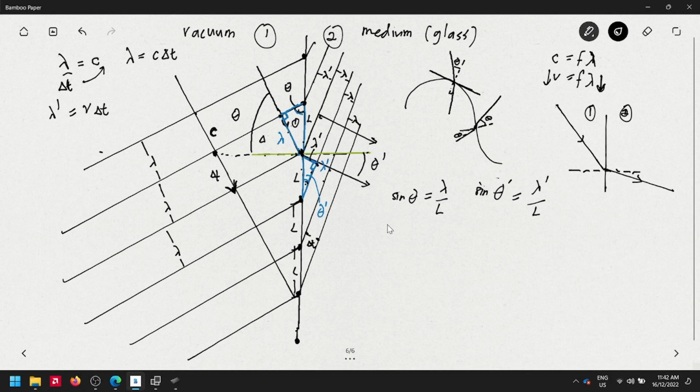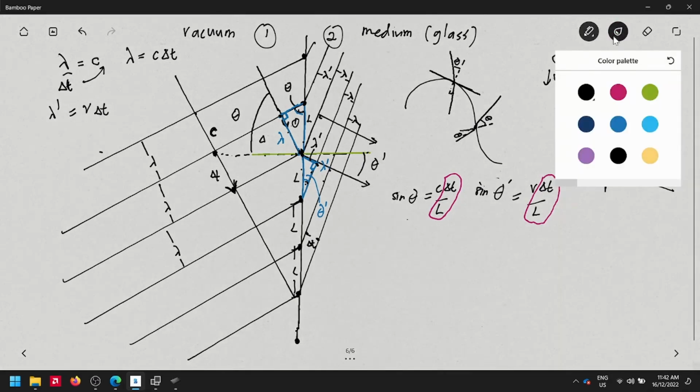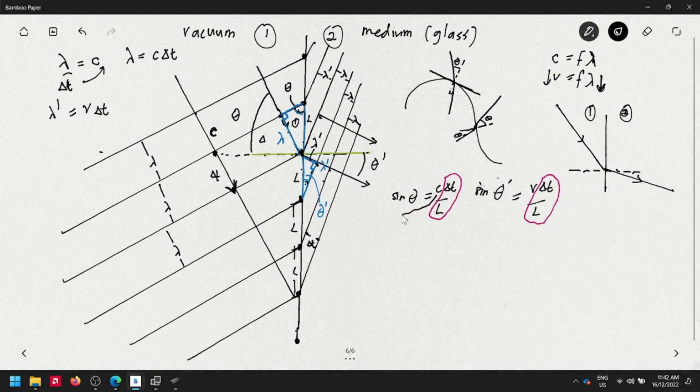So I have sine of theta. I'm just going to replace this. My lambda now, I take it from here, C delta T. And then I replace lambda prime with V delta T. Okay? And then I have two common terms. If I highlight this and this as well, they are the same. So that's why I'm removing the two terms. I bring my C down here, then I bring my V down here as well. Sine of theta over C equals delta T over L. Do you agree with me? Yeah? So I have sine of theta prime over V equals delta T over L as well.